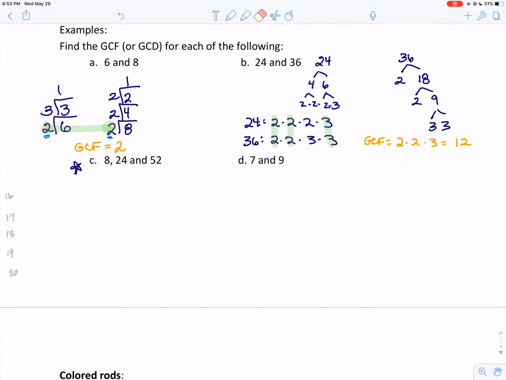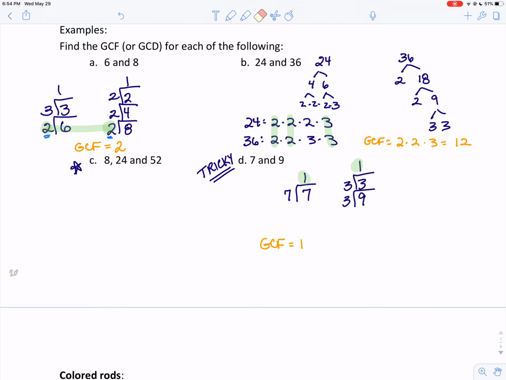Letter D, 7 and 9. Now this one is a little bit tricky. Let's first find the factors of 7, just 1 and 7 because it's prime, and the factors of 9, 3 and 3. Now, notice what they have in common. They have a 1 in common. So the greatest common factor is going to be 1.